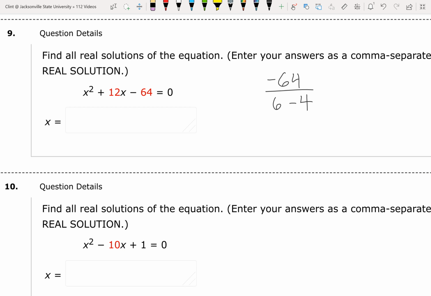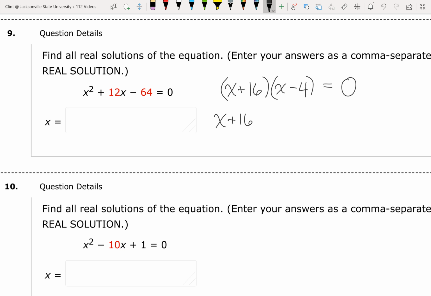Okay, so that means I'm going to factor because I found it. If you don't find the factors, feel free to complete the square or use the quadratic formula. That's okay. So we said we need positive 16 and negative 4. So 16 times negative 4 will give us negative 64, and 16 minus 4 will give us positive 12. So that works. And then we said each factor equal to 0 and solve for x.